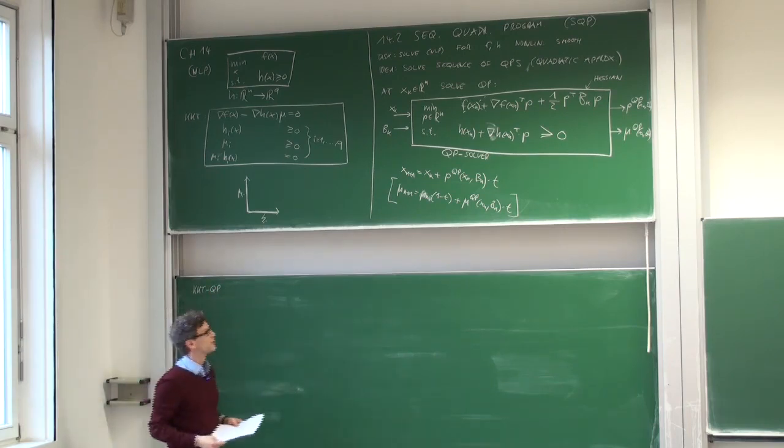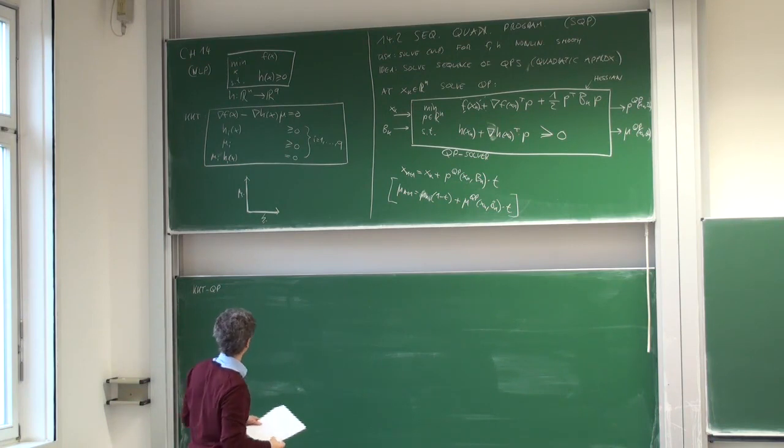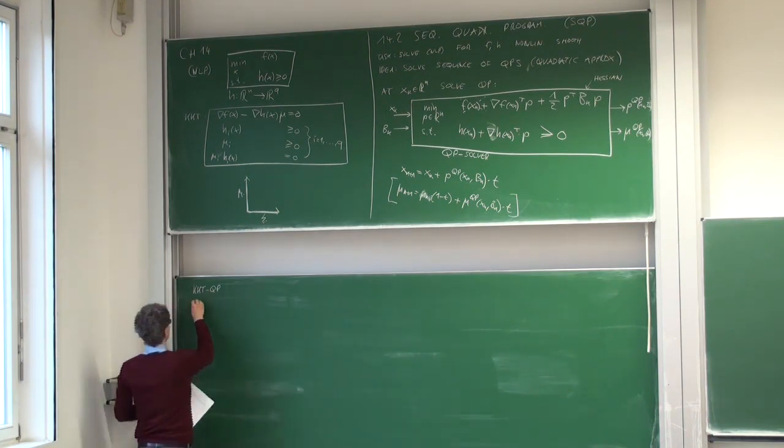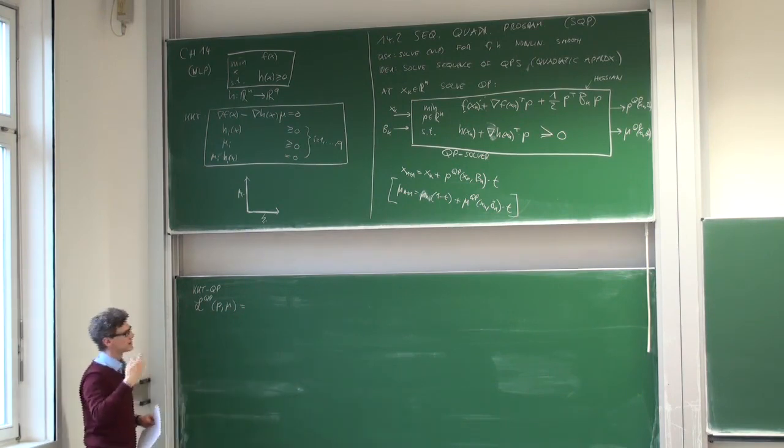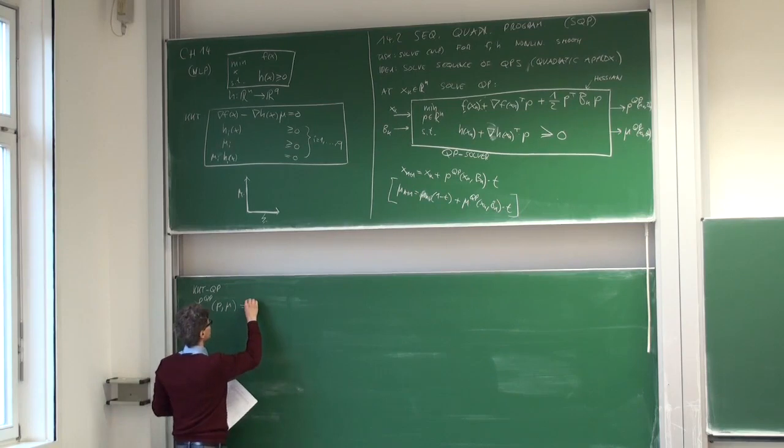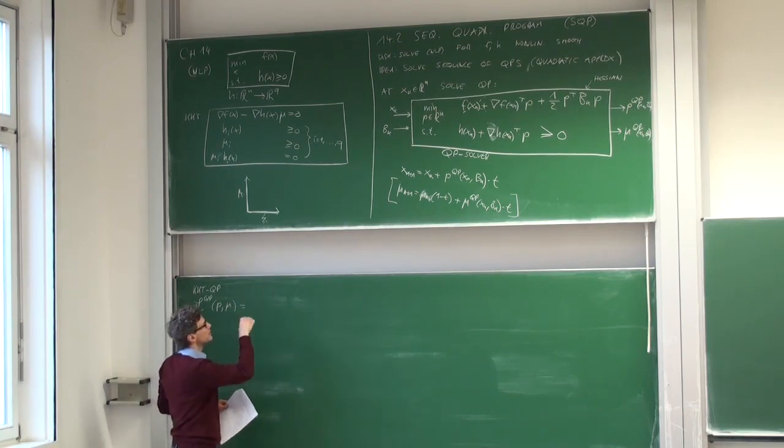So, KKT conditions of the QP. Maybe we should first write down what the Lagrangian of the QP is. It depends on p and mu. I omit all the dependence on x and matrix B and so on. But what will it be? Let's drop this constant term here.